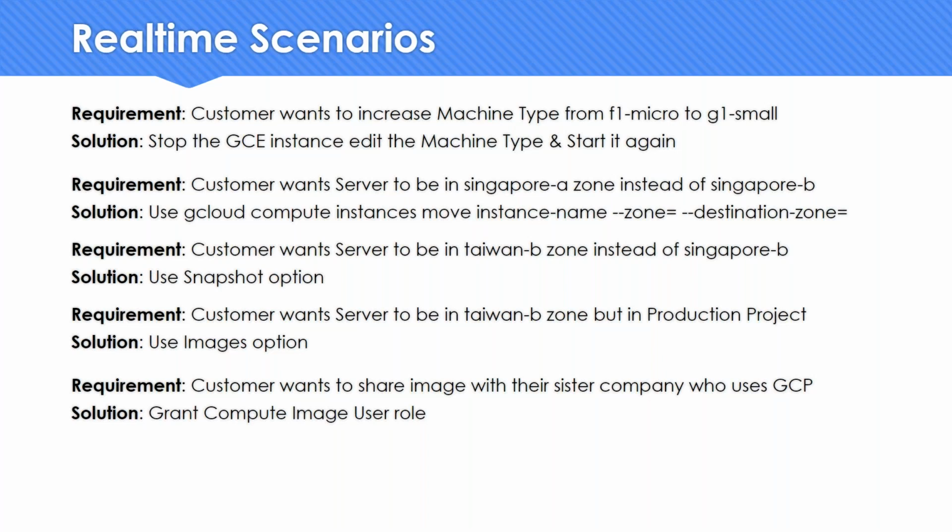The role which you need to give is the compute image user role. If you just give this, another project also can access it. Or if you want to make this image publicly available, give public access, all users, so that anybody in the world can access your image. So the role is the important thing, basically your IAM role. Let me just show you this demo and then stop it for today.